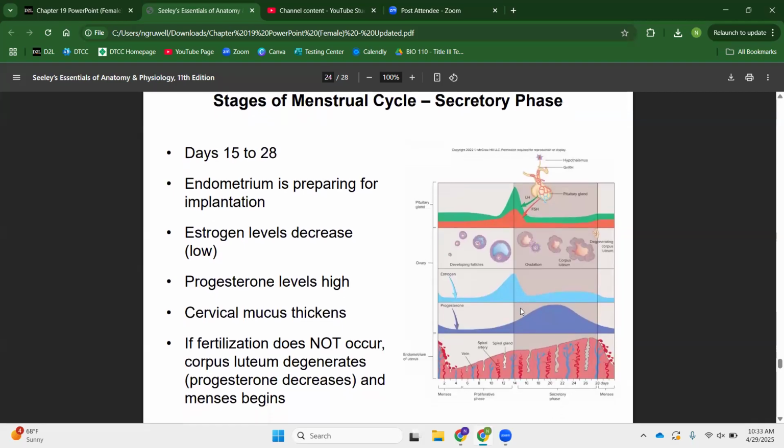The last phase is the secretory phase. So at this point, we just talked about progesterone levels increasing and preparing for implantation. Our estrogen levels are low at this point. It kind of already did its job. We just said progesterone is high, and we're going to get a thickening of the cervical mucus. If fertilization does not occur, like we just said, our corpus luteum that was secreting progesterone is going to degenerate, and that causes that drop off. And so this drop off in both progesterone and estrogen is kind of what triggers that sloughing off or the menses to occur.